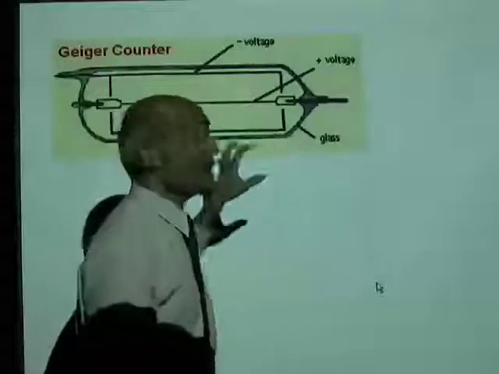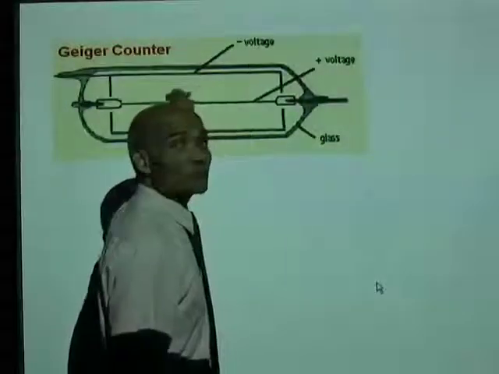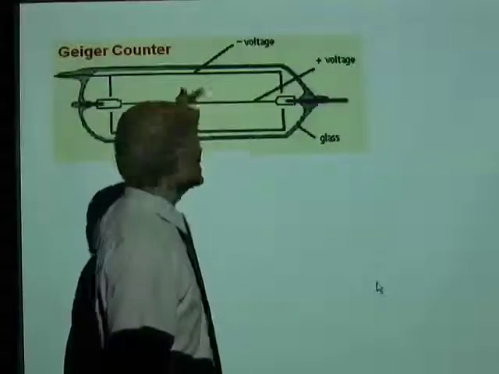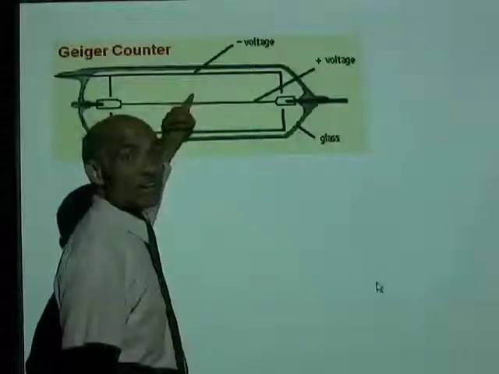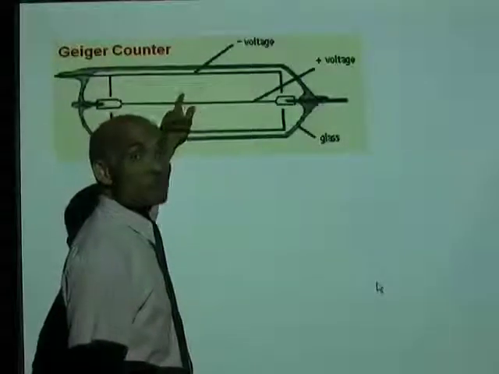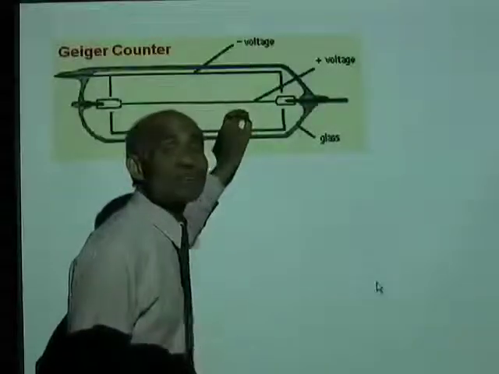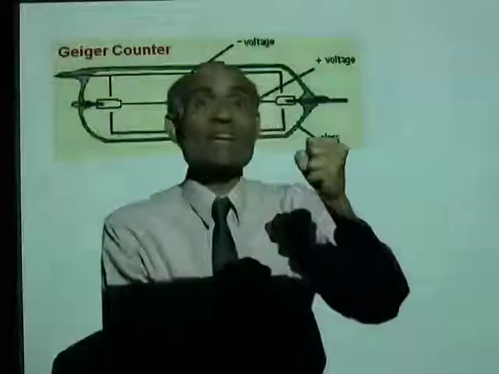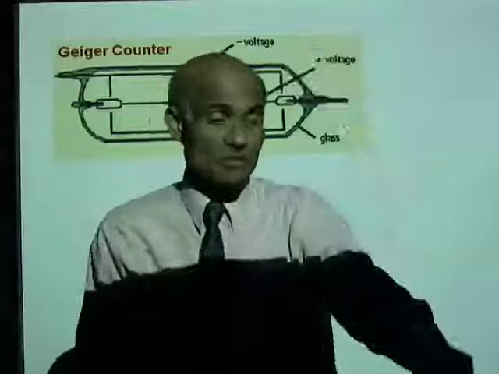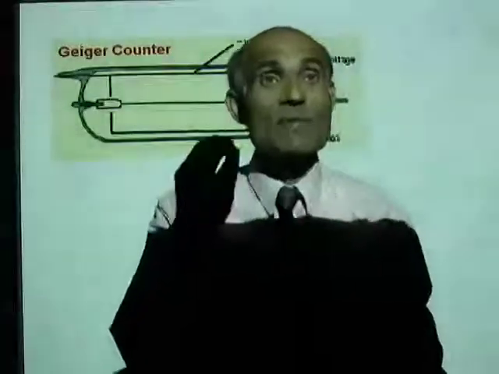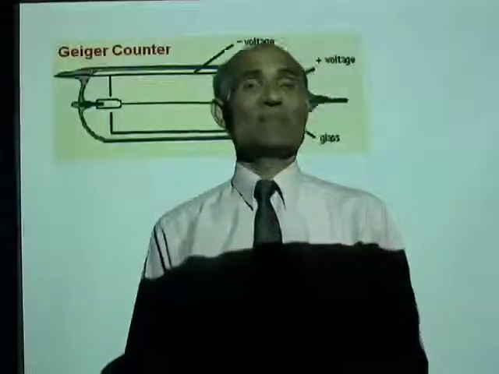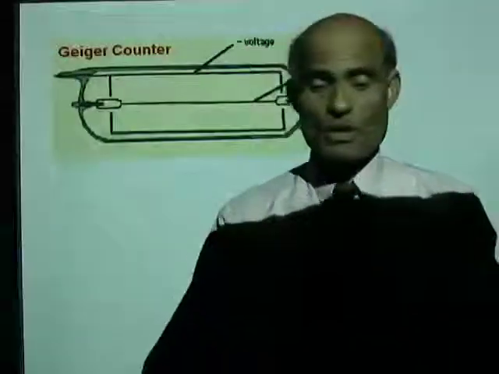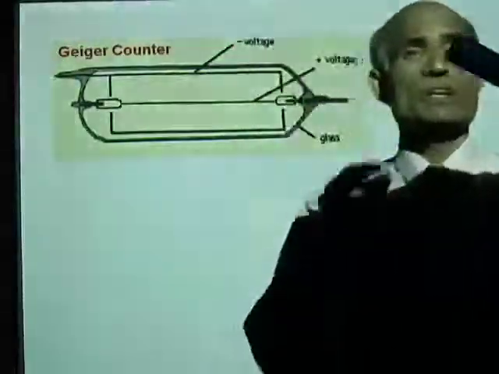But when you allow radiations to pass through here, those radiations will generate ions. And when these ions are generated, this space will become electrically conducting, and a current will flow quickly from that wire to the outer electrode. And that current or that pulse can be detected. And that is the principle of the Geiger counter.